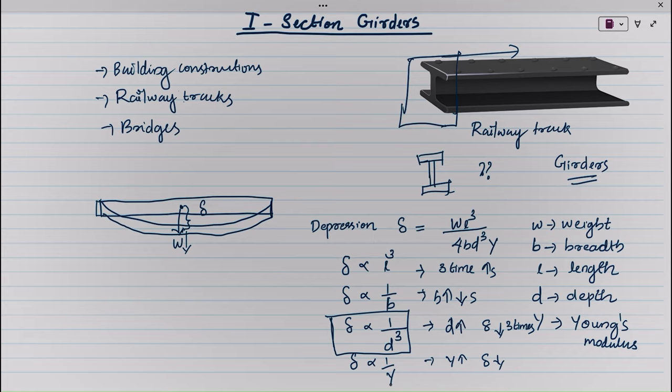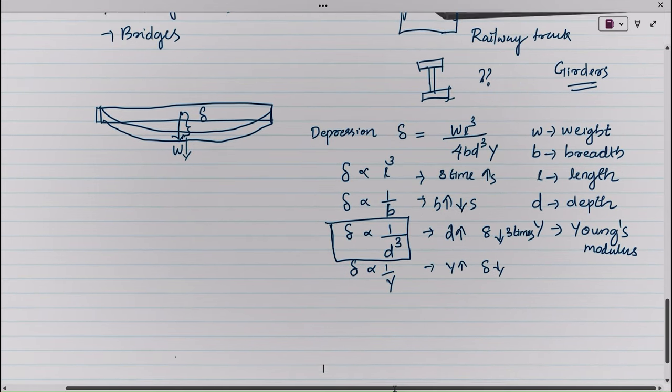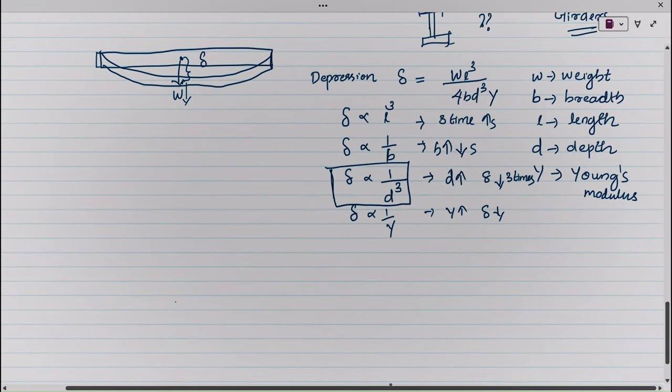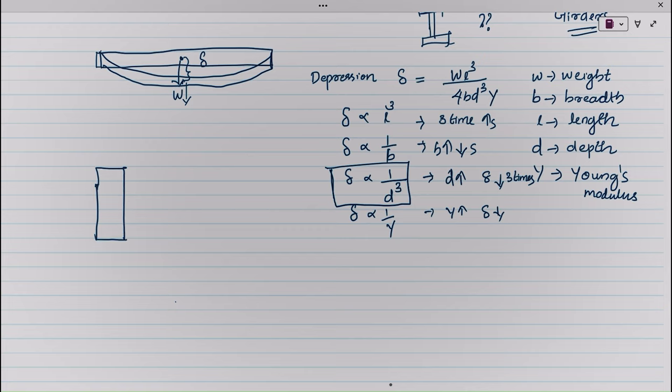So, among these, the more valuable or efficient factor is the depth. By increasing the depth, we can minimize the depression 3 times. That is, we are going to make beams with more depth. That is, this is the depth, this is the length, and this is the breadth. And we have a beam like this. But there is a problem in increasing the depth beyond a certain level. That is, in this area, we are having some traffic or some load, containing mass, that is W.